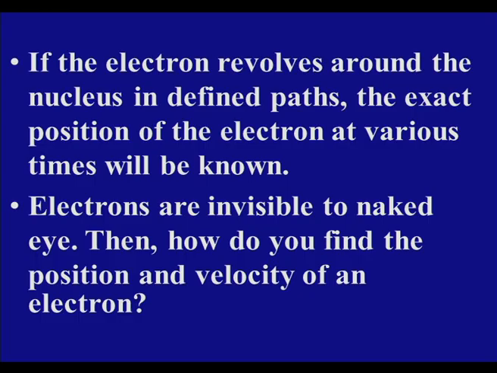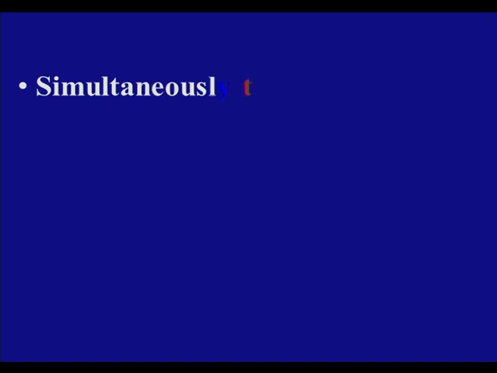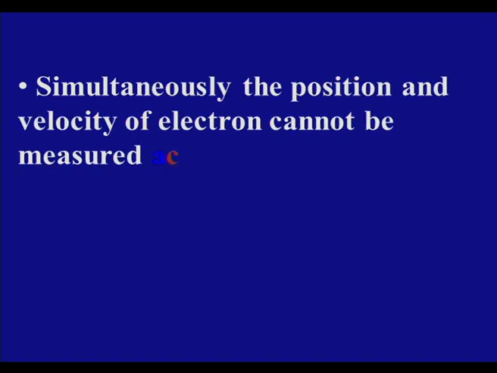Then how do you find the position and velocity of an electron? Children, then how can we find the position of an electron in an atom? Is it possible? No. Why? Because the position and velocity of an electron cannot be measured accurately simultaneously.